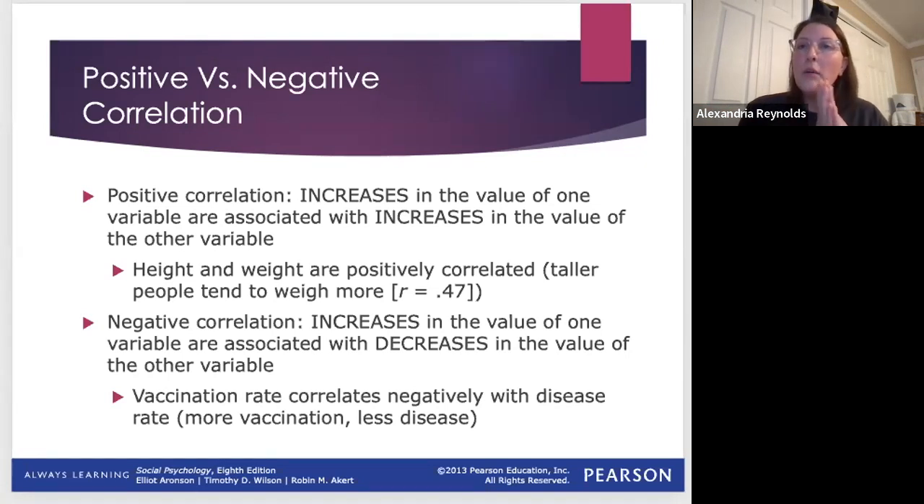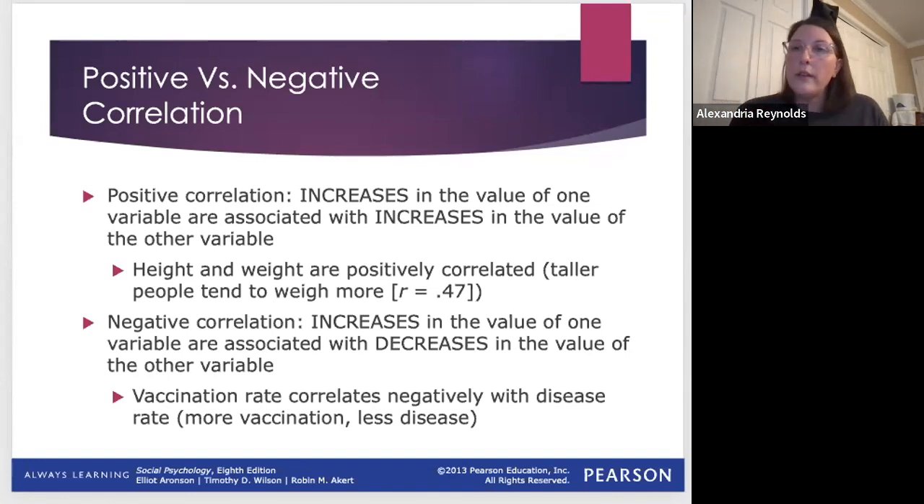So we know that a positive correlation is, in this case, the taller you are, the more likely you are to weigh more. And that is an r of about 0.47. And we'll talk about the value of r in a minute, but right now we're just talking about direction.